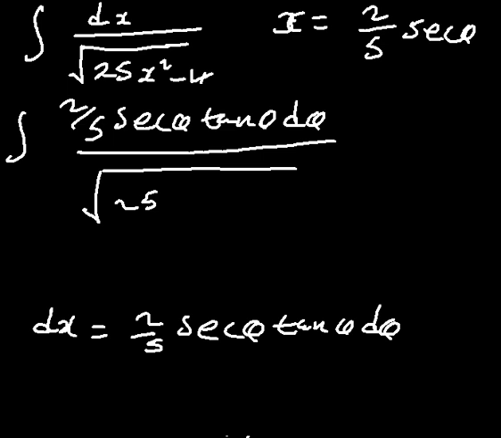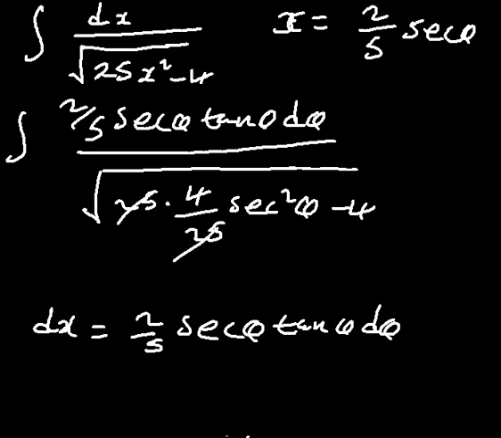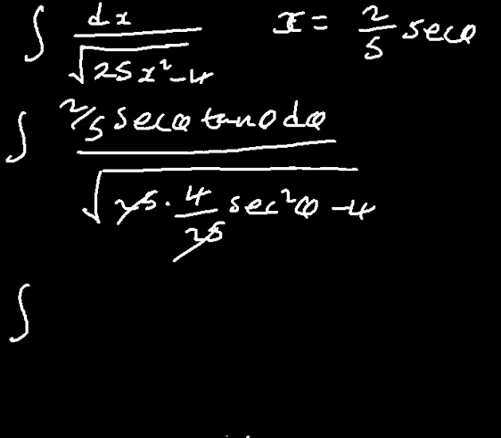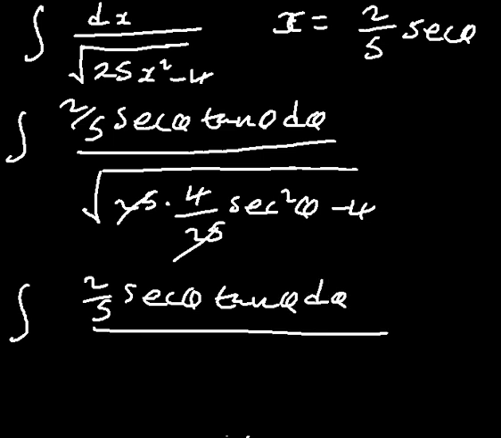25. And what is x? x corresponds to that, and therefore we have 4 over 25 sec squared theta minus 4, as you can see here upon substituting that. And this will cancel. What we only have is the integral of 2 over 5 sec theta tan theta d theta divided by the square root of 4 sec squared theta minus 4.